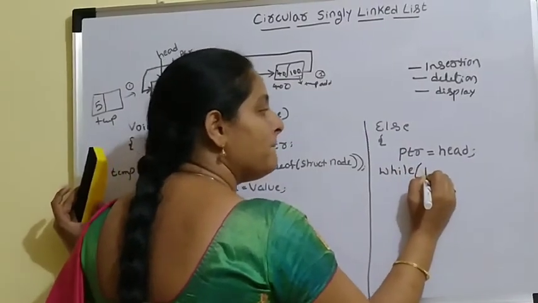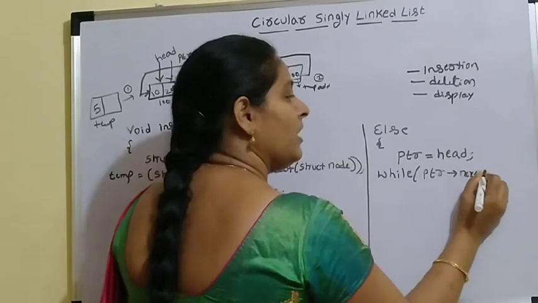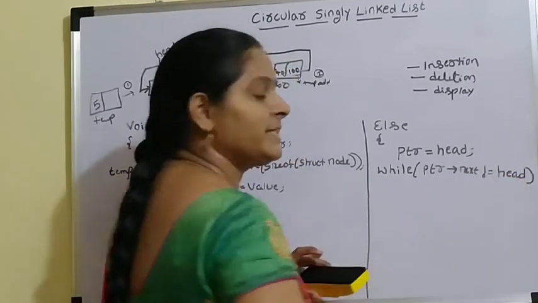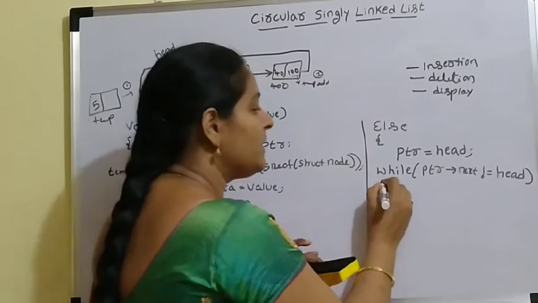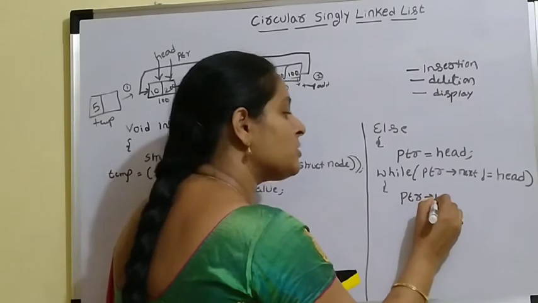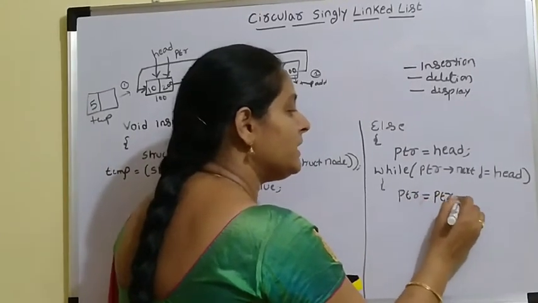While PTR next not equal to head address, then what do we need to do? I need to move PTR to the next position: PTR equal to PTR next.